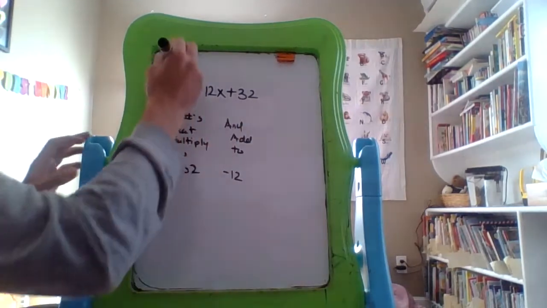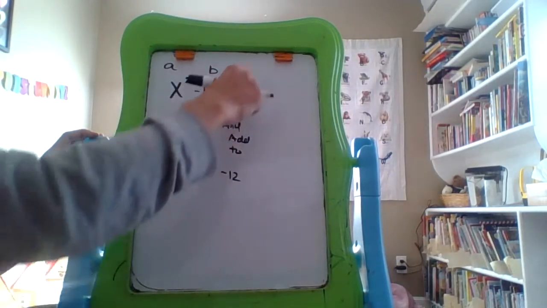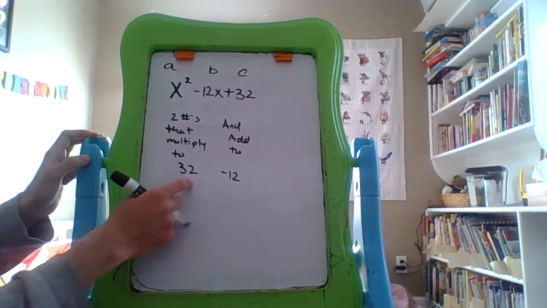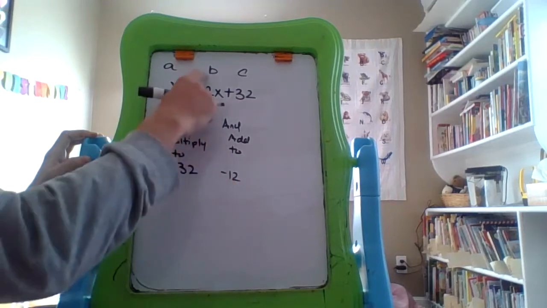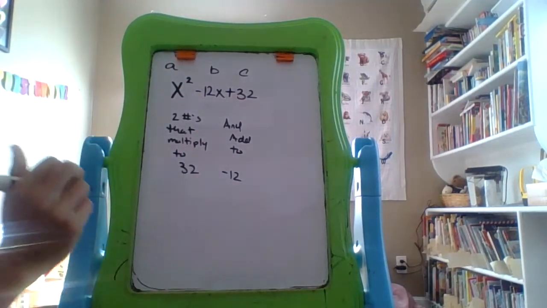So another way I sort of think about this is I have an a value, a b value, and a c value. I like to do this because c makes me think of constant. I need to multiply to that. My b value is my middle term right there, so negative 12 needs to add to that. So I sort of write this down.